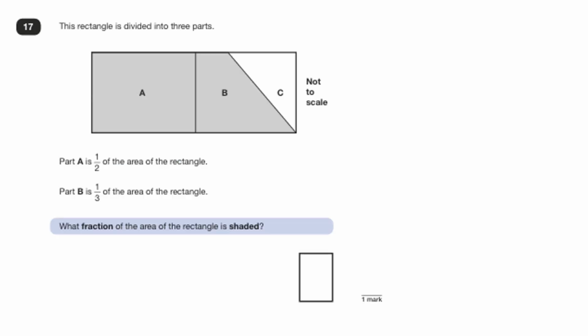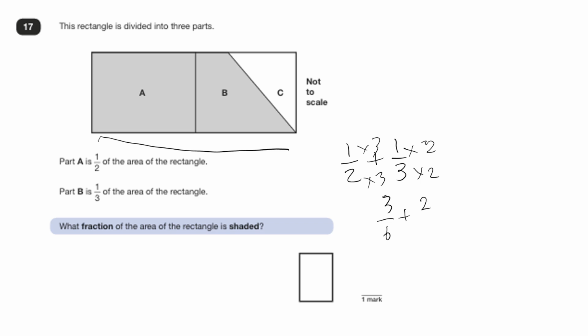So this question is asking, the rectangle is divided into 3 parts. Part A is a half and part B is a third. What fraction of the area of the rectangle is shaded? So we want to find out this bit, and they tell us already, so we just need to add these two fractions. We can't do that because we need to make sure that they're the same. So we do this instead. We've got 3/6 add 2/6, which gives us 5/6. And that means that that part is the 1/6 part shaded.